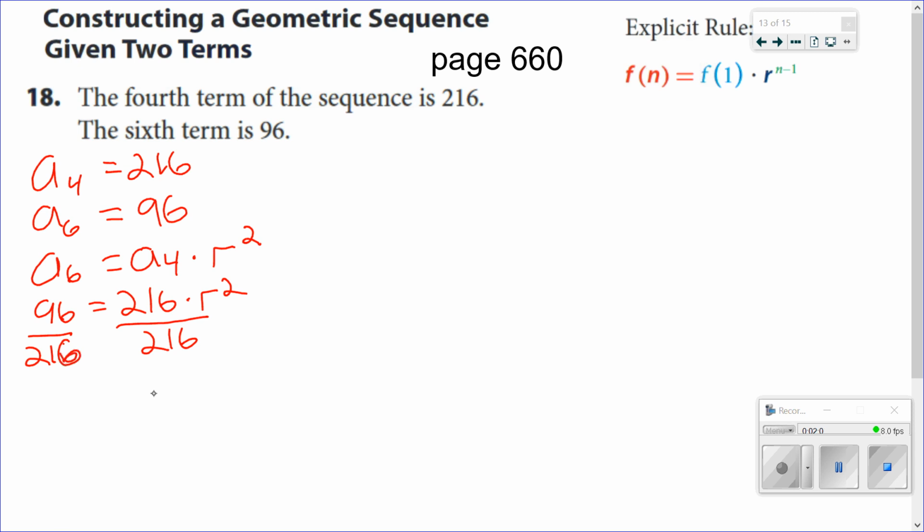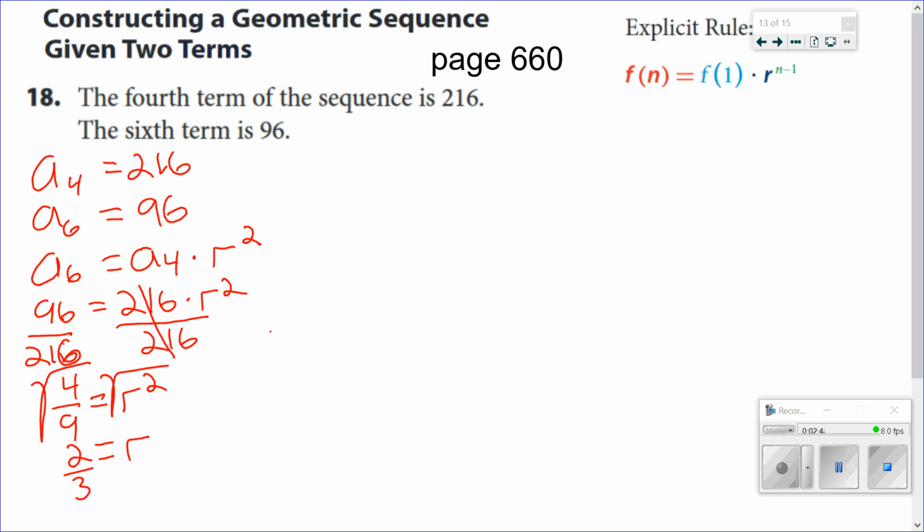Okay, now when you divide this in the calculator, you get 0.44444. You want to go ahead and convert that into a fraction, and when you do, you'll end up with 4/9. So this will cancel out, leaving you with r squared over here, and this simplifies to 4/9. Now I have to take the square root so I can get the r by itself. The square root of 4 is 2 over the square root of 9, which is 3. So I've got my common ratio, which is 2/3.